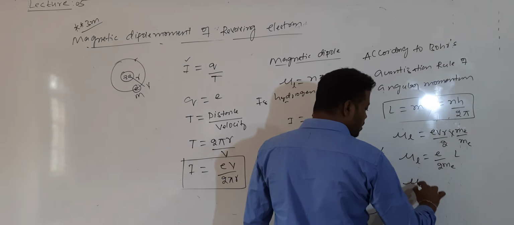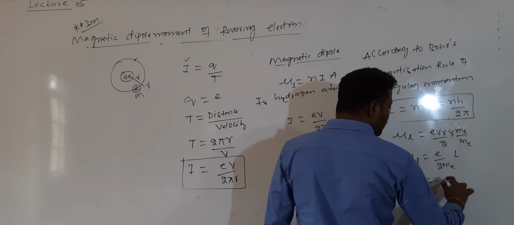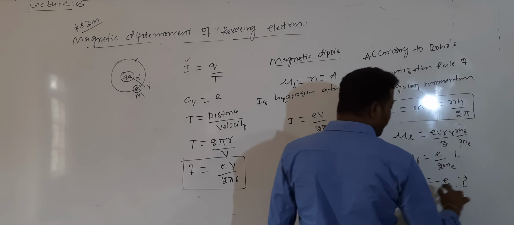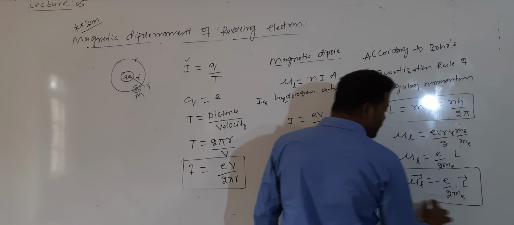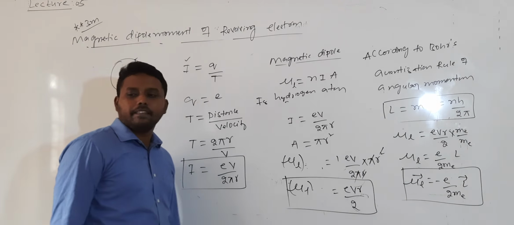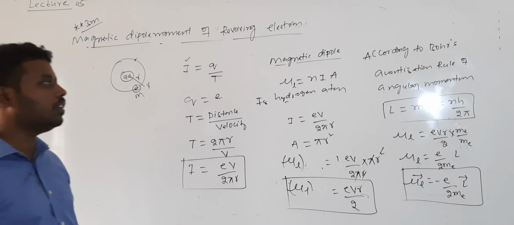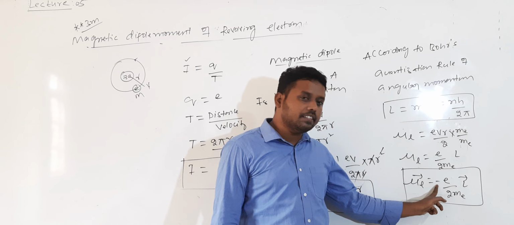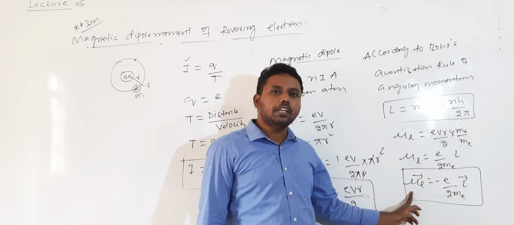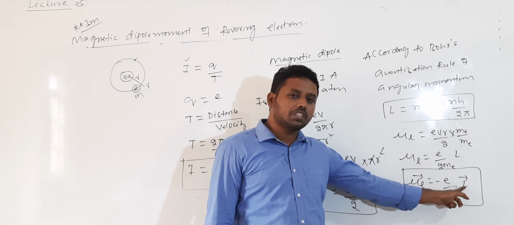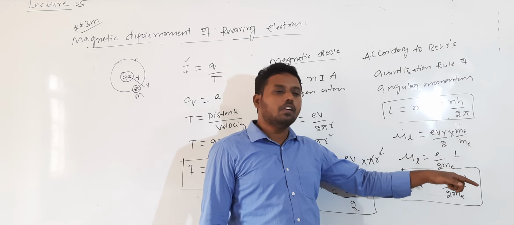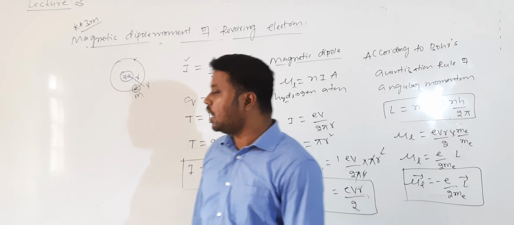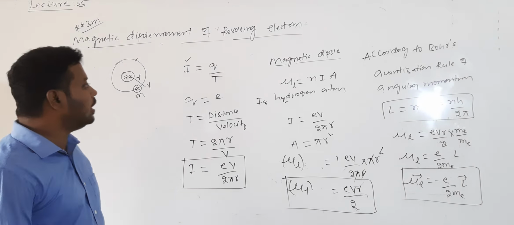In vector notation we can write mu L bar is equal to minus e by 2 Me into L bar. This is the expression for the magnetic moment of a revolving electron in terms of angular momentum. The minus sign indicates that the magnetic moment of the revolving electron is in a direction opposite to the angular momentum. L bar and mu L bar are in opposite directions. Till now understood?